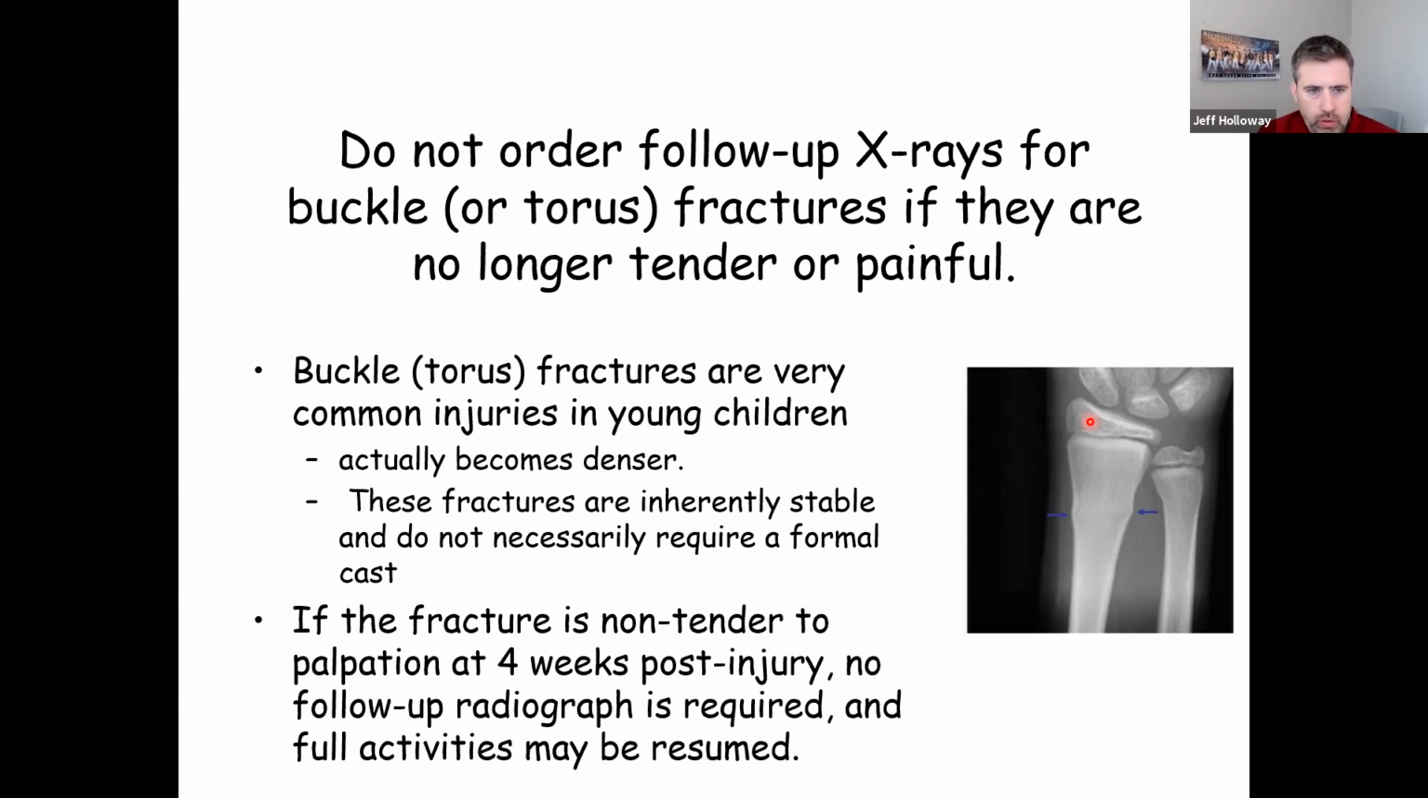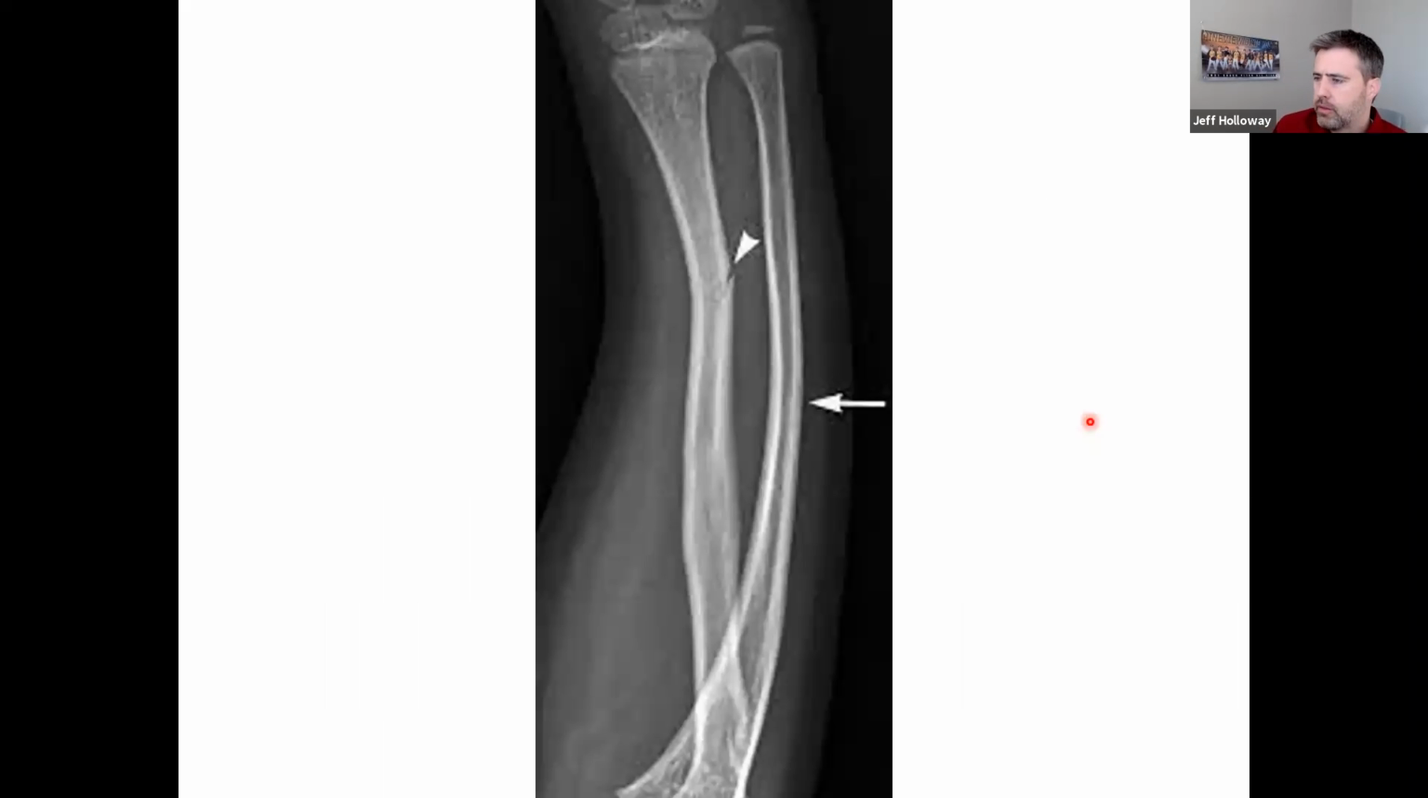And one was, do not order follow-up x-rays on these fractures because there's literally no reason to, because these fractures are actually more dense. The bone is actually more compressed and will not have a problem. So you do not need repeat x-rays, unless there's a new injury, it's very tender, or something doesn't seem right. But on these little tiny buckle fractures, doing less is better in these situations. Does that make sense to everyone?